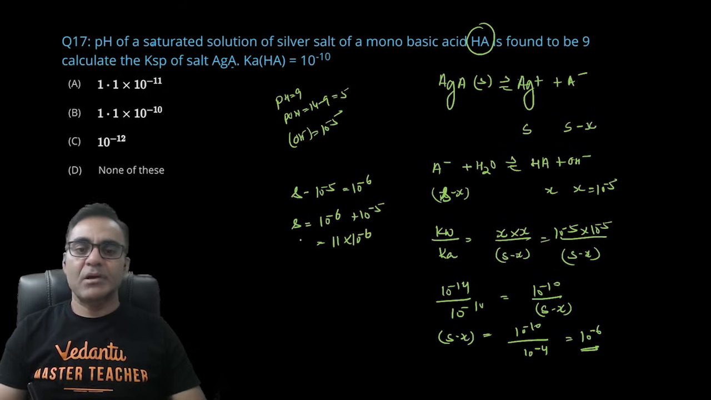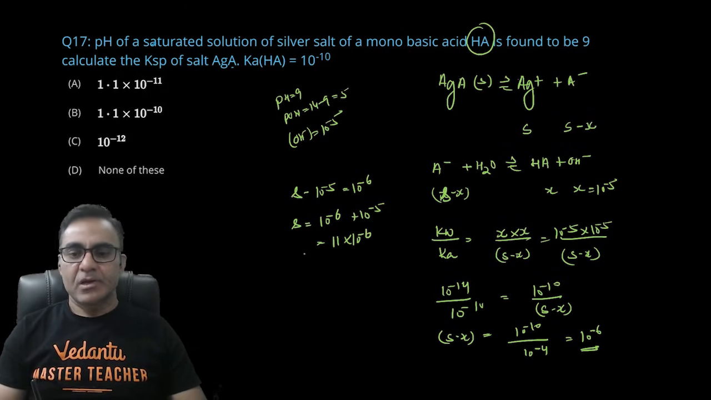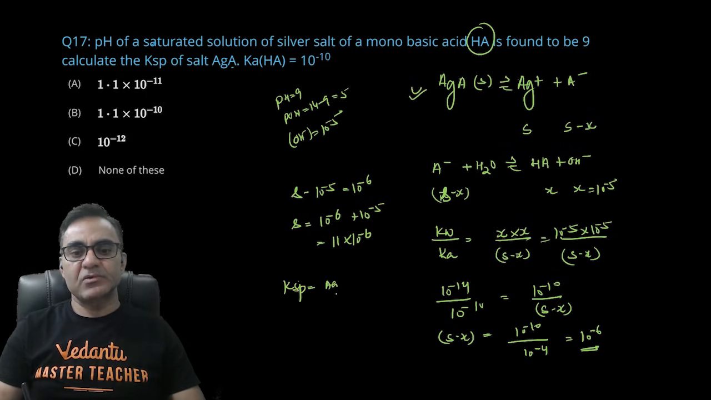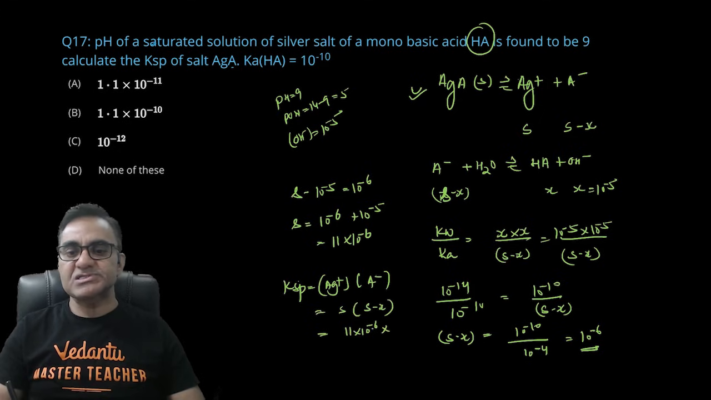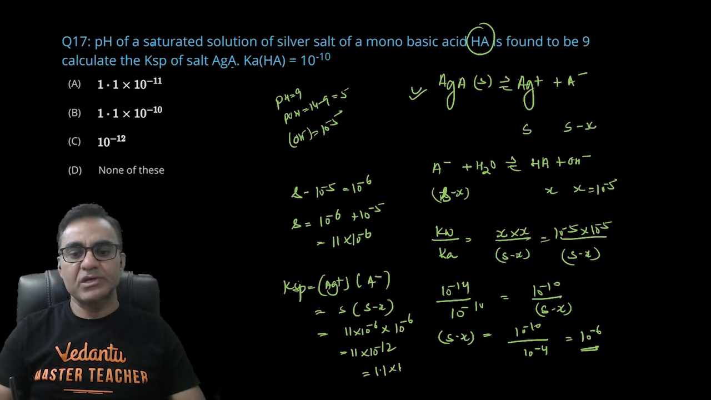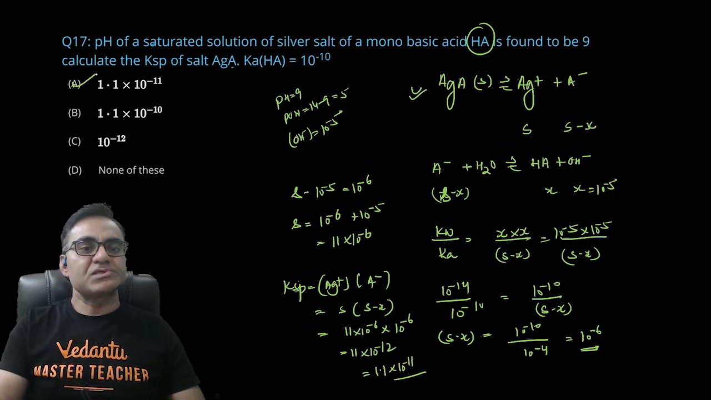तो अब आपको S पता पड़ गया, S पता है और S minus x पता है। और इफ यू लुक एट द फर्स्ट इक्वेशन तो यहाँ से KSP में लिख सकता हूँ Ag प्लस इंटू A माइनस, ये हो गया आपका S इंटू S माइनस x। तो S आपको मैंने निकाल दिया 11 इंटू 10 रेज़ टू द पावर माइनस 6, और S माइनस x डायरेक्टली आपको पता है 10 रेज़ टू द पावर माइनस 6। तो ये हो गया 11 इंटू 10 रेज़ टू द पावर माइनस 12 विच इज 1.1 इंटू 10 रेज़ टू द पावर माइनस 11। Check your answer. A option is going to be correct.